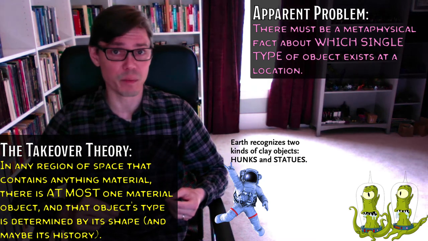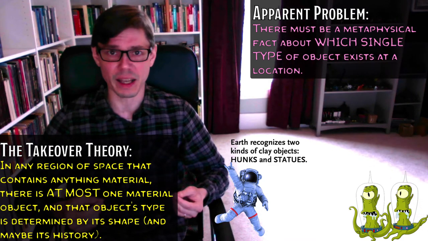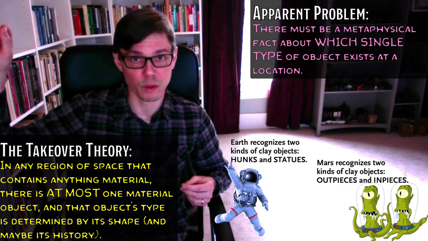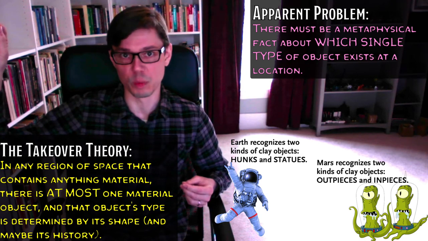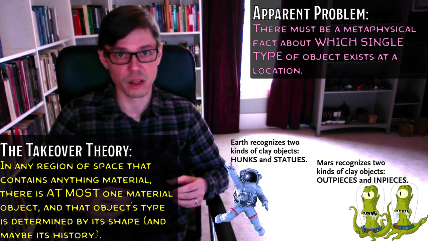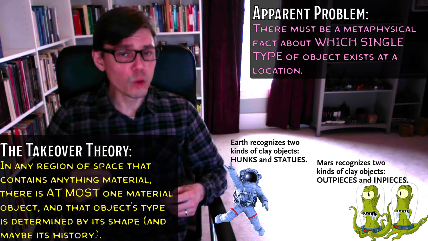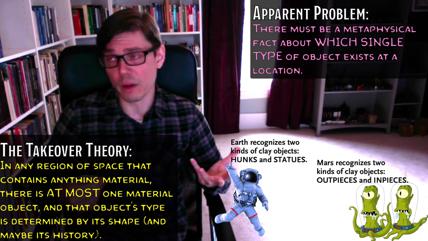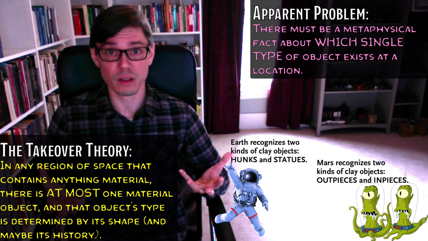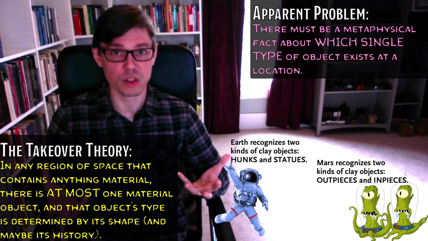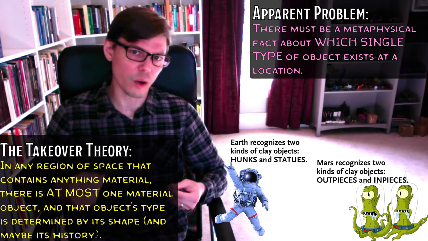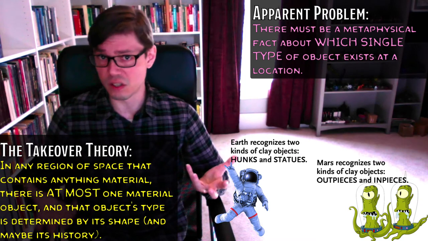And that's how Martians think about bits of clay. There are two kinds of bits of clay. They don't care about how they're shaped or sculpted. There's the kind that are outside, out there. Those are the out pieces. Whether they're sculpted or not, they're out pieces. And then there are the chunks of clay that are indoors, closer to us. Those are the in pieces. And those are the only two kinds of clay. There are the out pieces, way out there, and there are the in pieces indoors. Whether they're sculpted or not does not matter. Those are the kinds of bits of clay that Martians recognize. All bits of clay are divided into out pieces and in pieces, in the same way that we divide our bits of clay into hunks and statues.